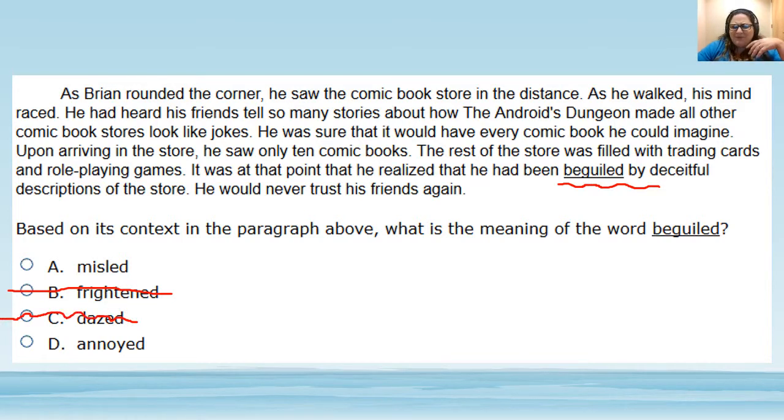And while he might be annoyed because he can't trust his friends, I think the better answer here is that he was misled. He thought that they were going to have every comic book he could imagine. But when he gets there, there's only 10 comic books. That's hardly every comic book he could imagine. So while they made it sound like it was awesome, the store was actually kind of a joke. So to be beguiled is to be misled.